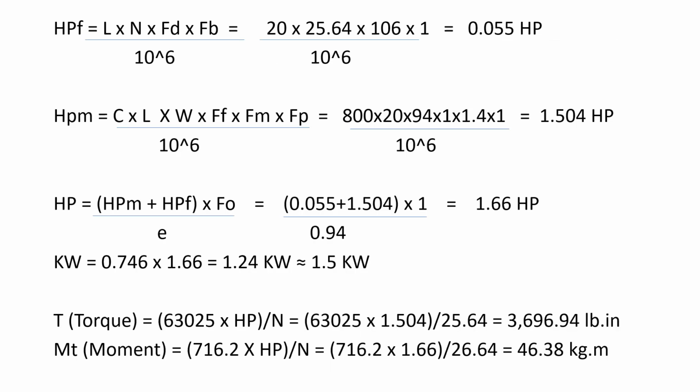So now, since I have taken 20 feet as my equivalent length, for 20 feet HPF will be 0.05 HP based on this formula. HPM will be 1.504 HP. Okay, and if I couple all this, I'll get the formula, I'll get power as 1.66 HP. So 1.66 HP I'll convert to kilowatt. It is 1.24 kilowatt. So the nearest power rating is 1.5 kilowatt. So for my 6 meter conveyor of 150 tons per hour capacity, the power rating will be 1.5 kilowatt.